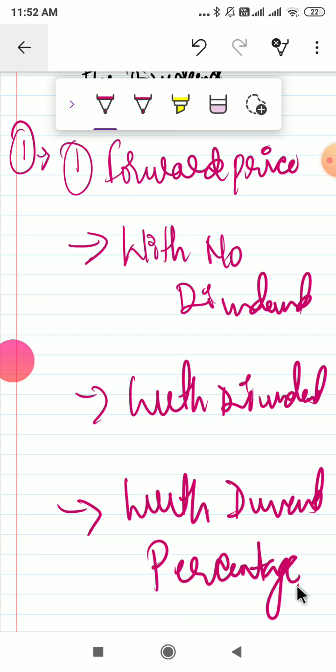Now we will work out the next problem with reference to the value of forward price. So by this I will end this chapter.